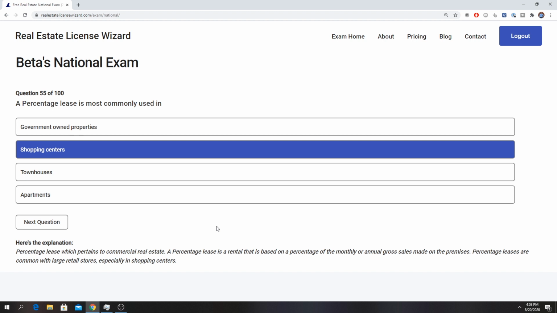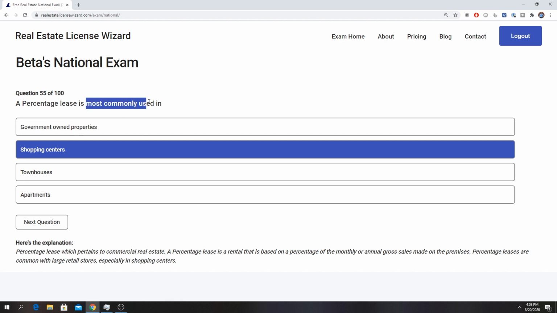Couldn't that technically be a percentage lease? Couldn't you take a percentage of those rents because you're subleasing those properties to somebody else and then he's leasing them down below, etc.? And that could technically work. Again, you could use a percentage lease for that. But as I mentioned, it says the most commonly used.